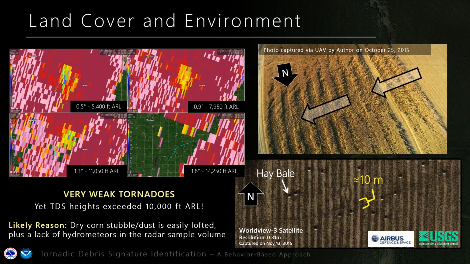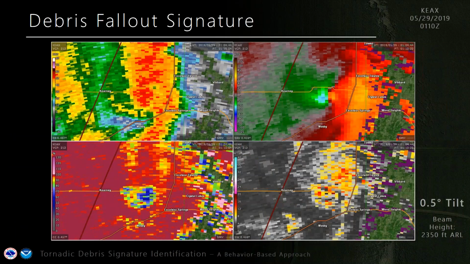But in general, again, we saw these CC signatures extending really high up into the storm, and some of the early work on TDS height versus strength may have said this was an EF2 tornado, which simply wasn't the case. It was likely the fact that we had a lack of hydrometeors and the dry corn stubble being lofted up into the air was a factor in what we saw with these TDSs as well. It was just a very bizarre event, just as bizarre to this day.